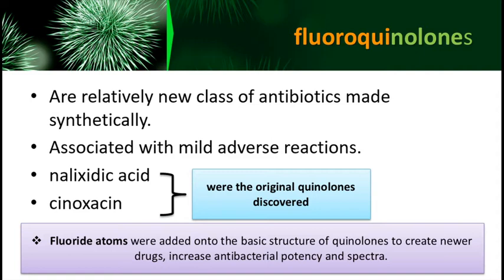Actually, we have the original quinolones discovered before. We have your nalidixic acid and your cinoxacin. For further discussion about how fluoroquinolones were made, it is because there are additional fluoride atoms being added to their molecular structure. That is why there is the term fluoro plus quinolones, because of the presence of your fluoride atoms. Actually, this is to create newer drugs and also to increase the antibacterial potency and spectra.